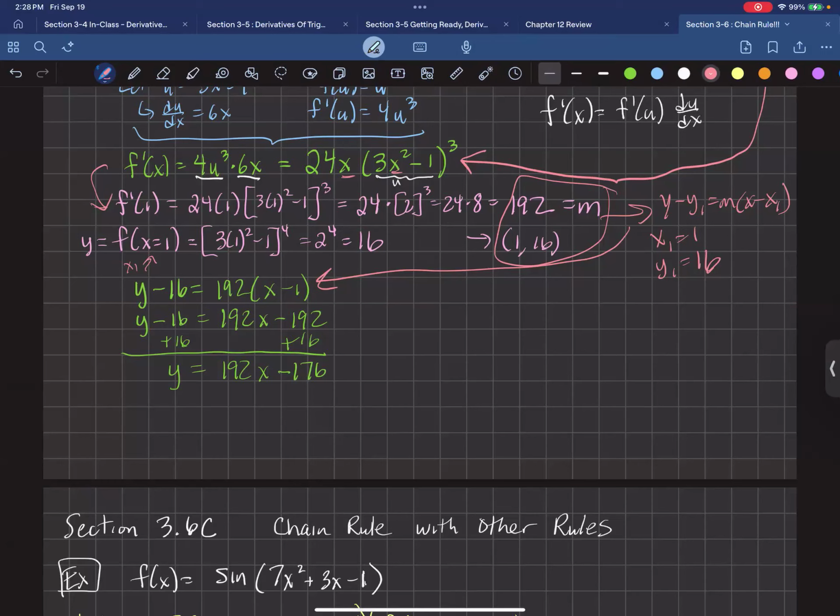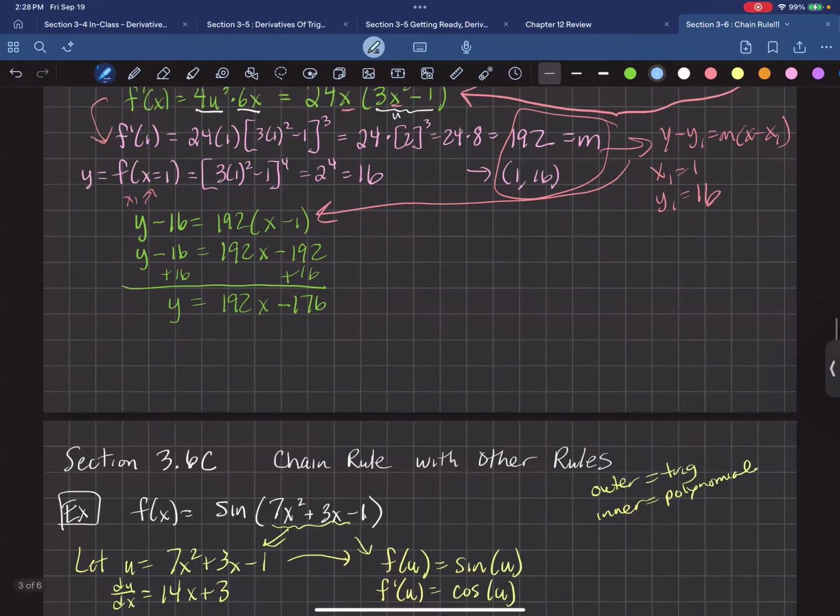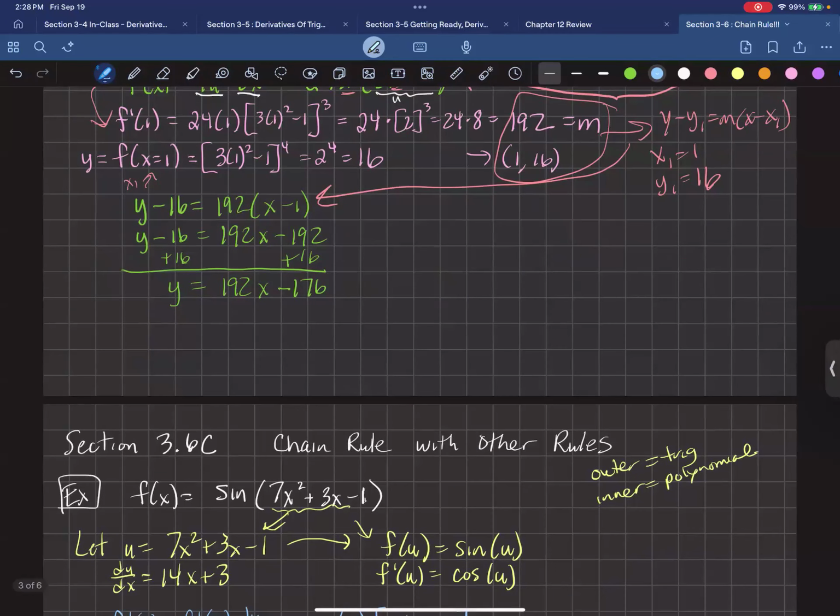where now the outer function is a trig function, and the inner is a polynomial, which is going to give us a power rule. So we're going to set the inside equal to u. So let that equal u, which means f of u equals sine u.